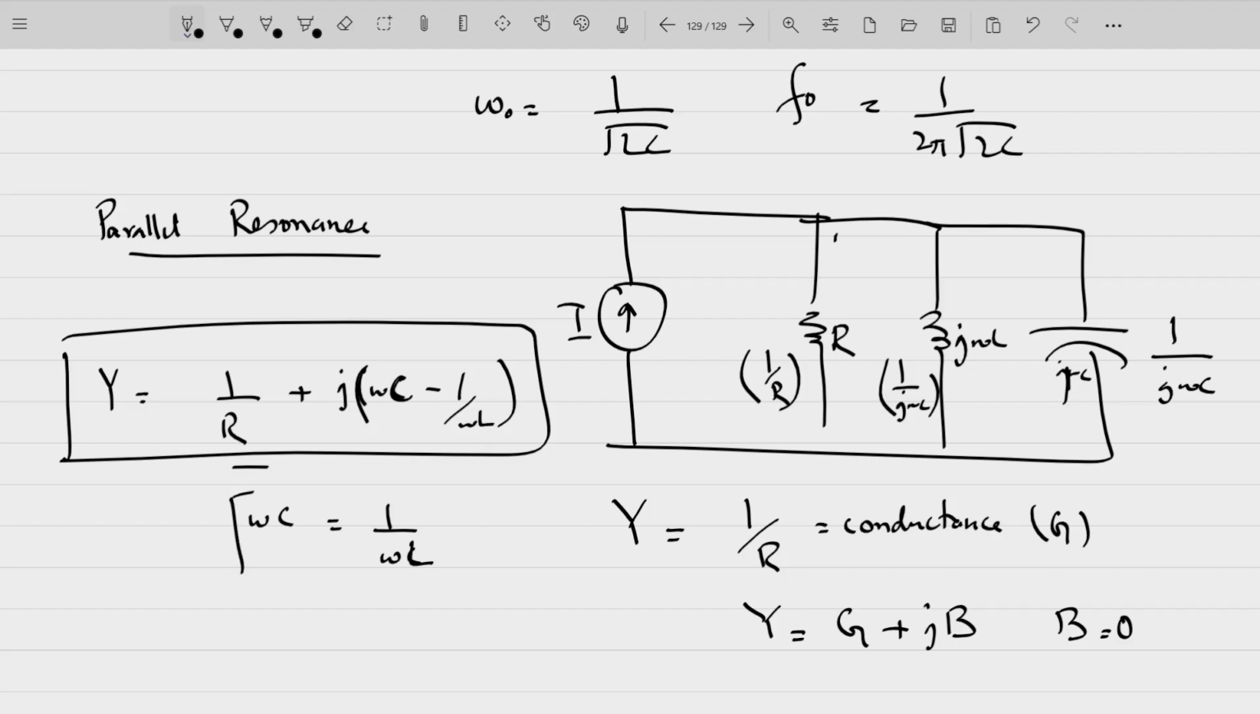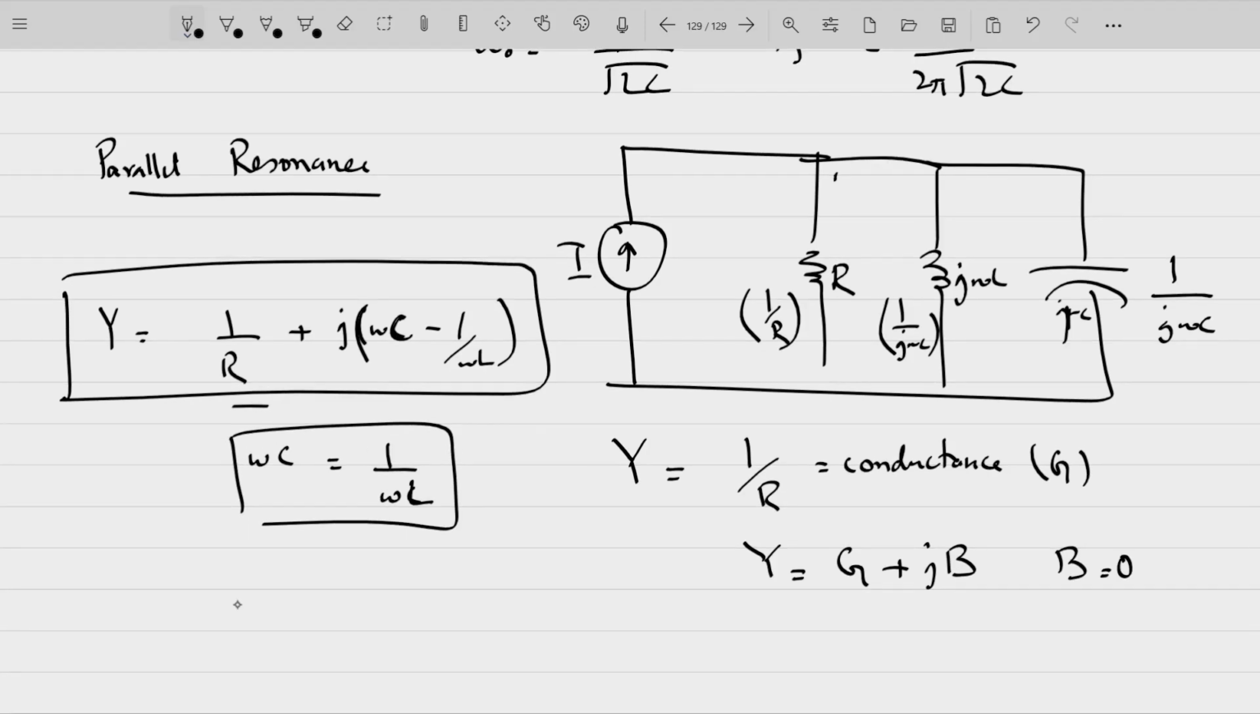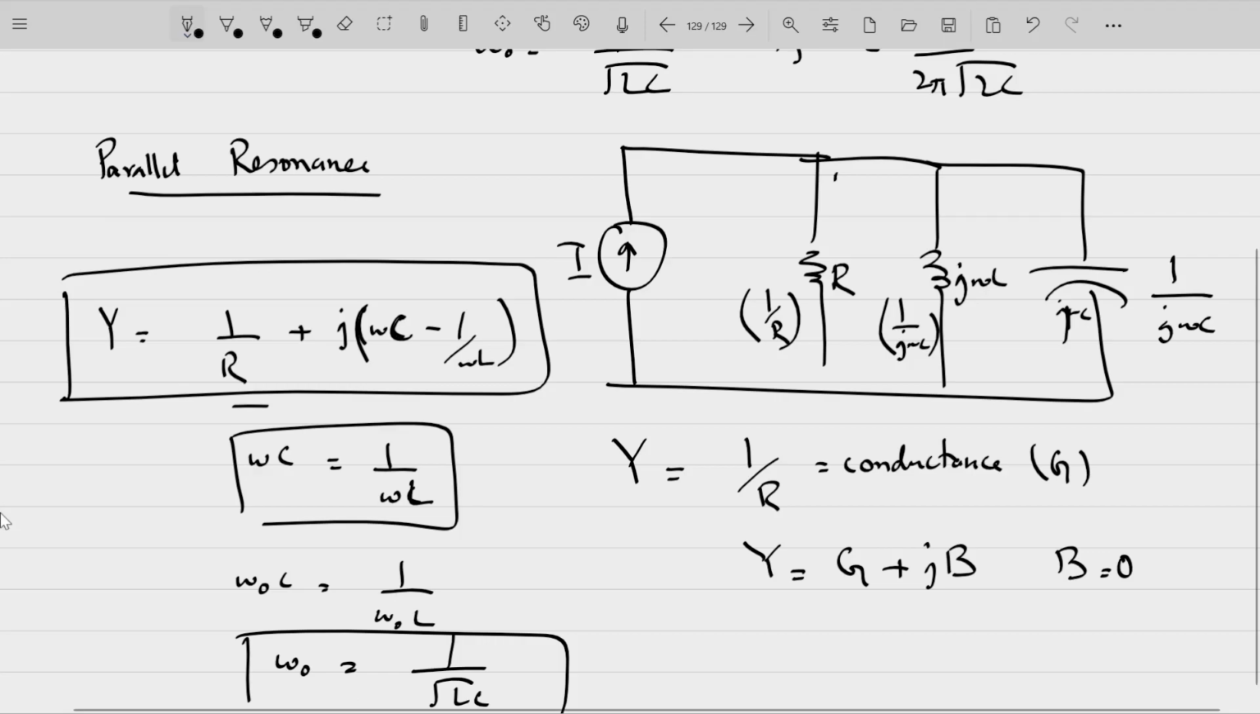Whatever is the case, omega c equal to 1 by omega L, you will find that omega naught will still be equal to 1 by under root of LC. तो पैरेलल सर्किट के लिए जो हम डिफाइन कर रहे थे और सीरीज सर्किट के लिए हम जो डिफाइन कर रहे थे, the resonant frequency value still remains the same. Fine, it does not change.